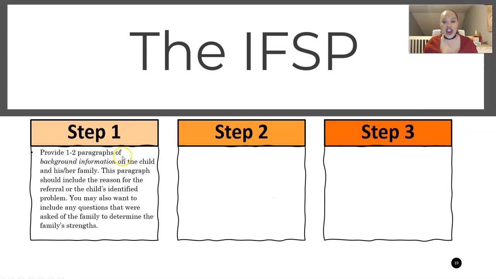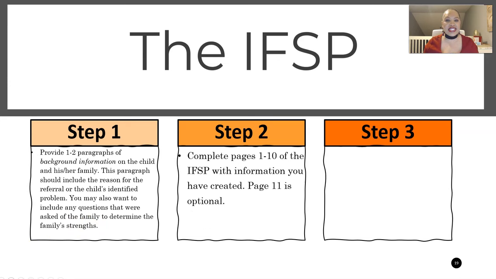Provide 1 to 2 paragraphs of background information on the child and his or her family. So the same way that I gave them a sample IFSP or a fake IFSP and the child's name was Daisy Duke, they're going to come up with a fictitious child and they're going to write a fictitious background about this child. This paragraph should include the reason for the referral or the child's identified problem. You may also want to include any questions that were asked of the family to determine the family's strengths.